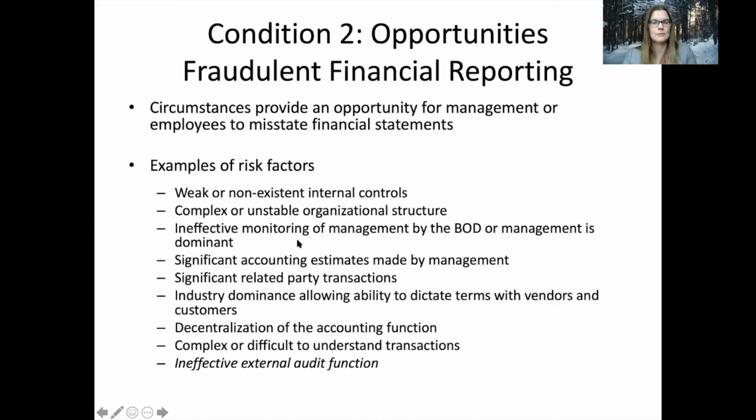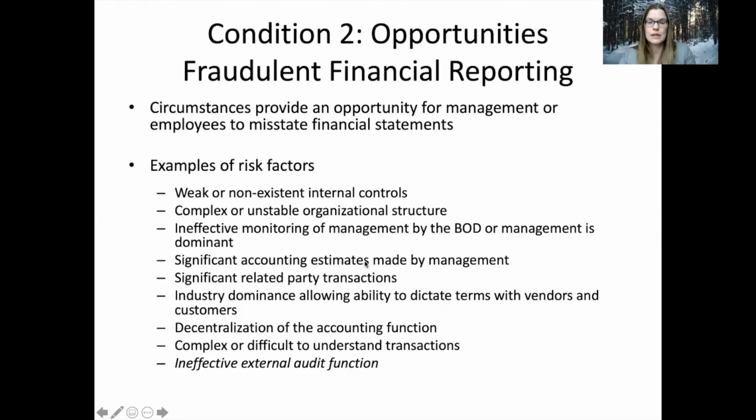And so we talked about how problematic controls tend to be the number one thing that we talk about with respect to opportunities. And if you read through a lot of these, they are also related to poor controls, like ineffective monitoring of management by the board or ineffective monitoring by audit committee. Those are considered basically bad corporate governance, so it's bad entity level controls.